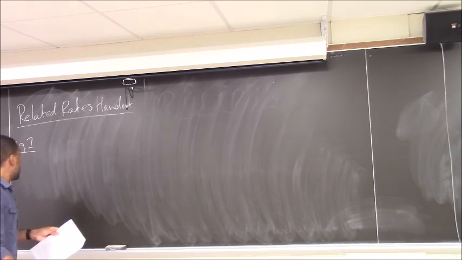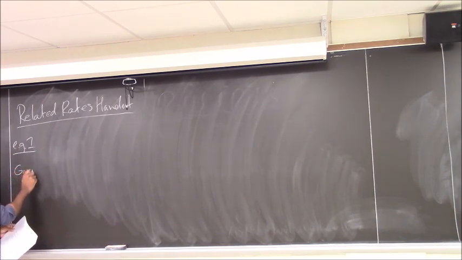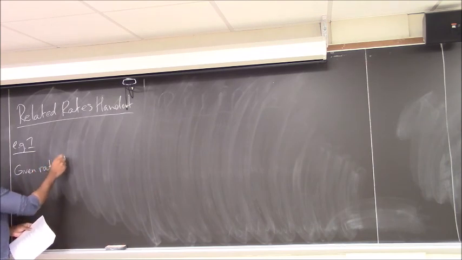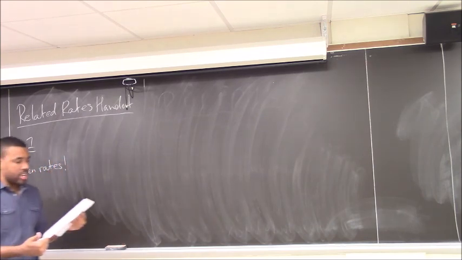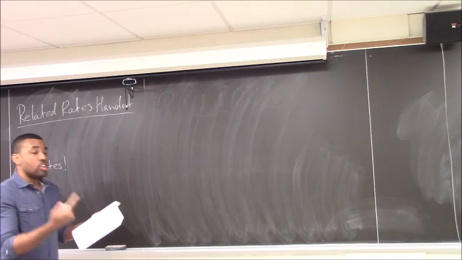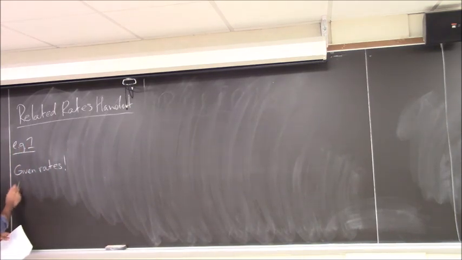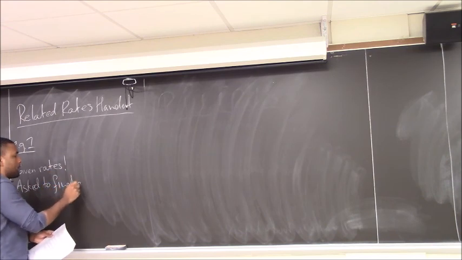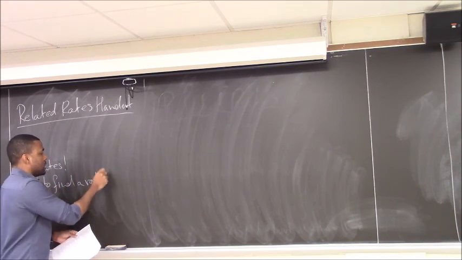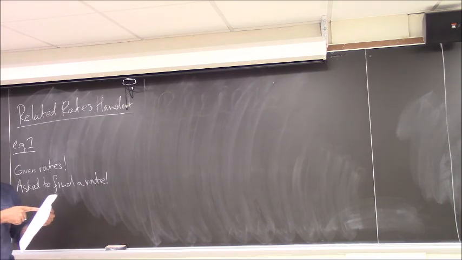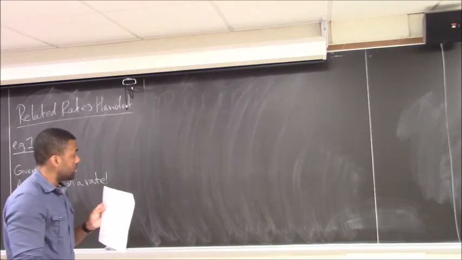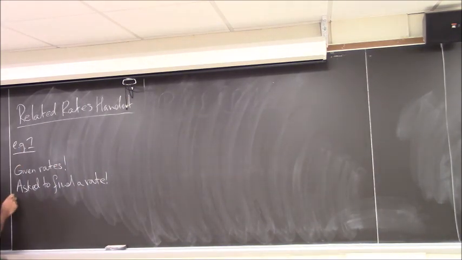So here, notice that we're given rates. They told you how fast the radius is changing and the height is changing, and you're asked to find a rate. They ask you about the rate of change of the volume of the object, right? So that tells you that it's a related rates problem.